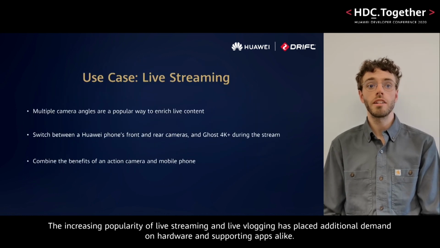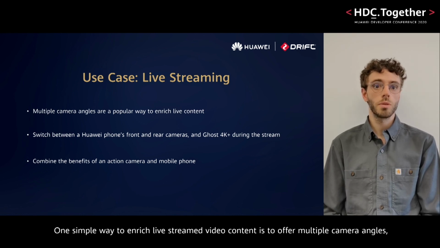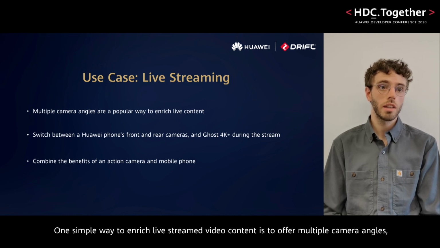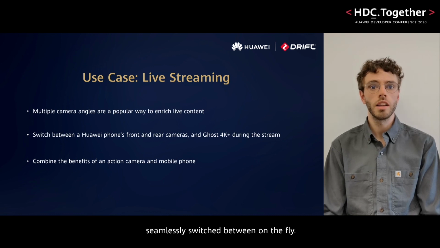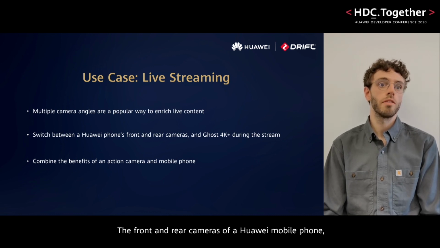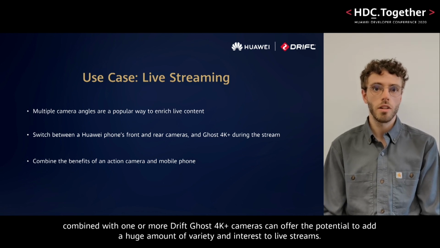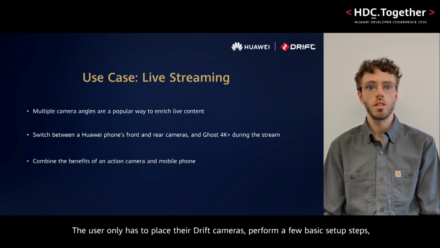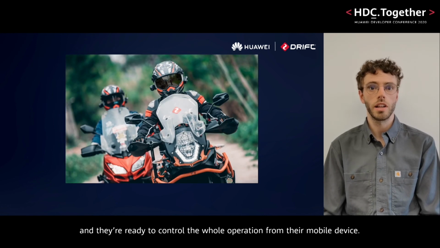The increasing popularity of live streaming and live vlogging has placed additional demand on hardware and supporting apps alike. One simple way to enrich live streamed video content is to offer multiple camera angles seamlessly switched between on the fly. The front and rear cameras of a Huawei mobile phone, combined with one or more Drift Ghost 4K Plus cameras, can offer the potential to add a huge amount of variety and interest to live streams. The user only has to place their Drift cameras, perform a few basic setup steps, and they're ready to control the whole operation from their mobile device.